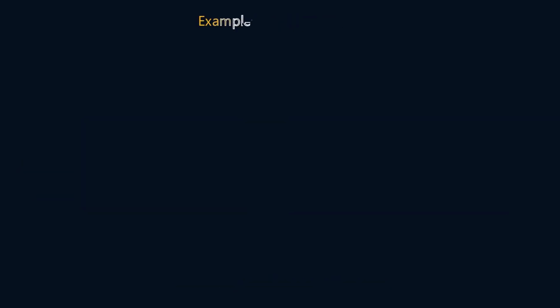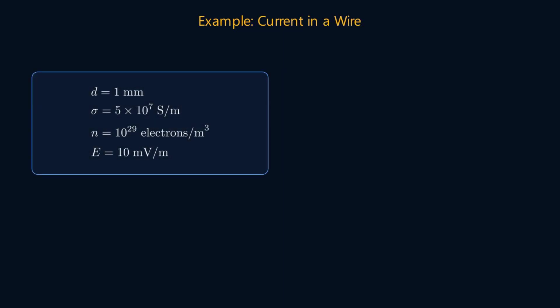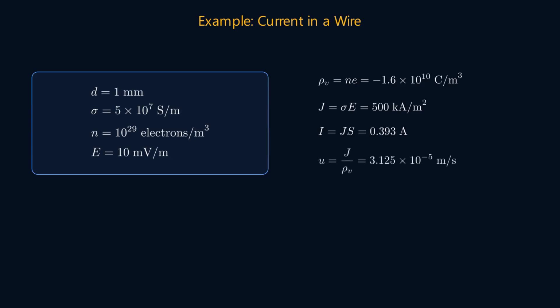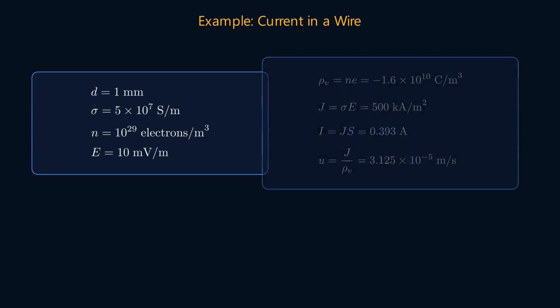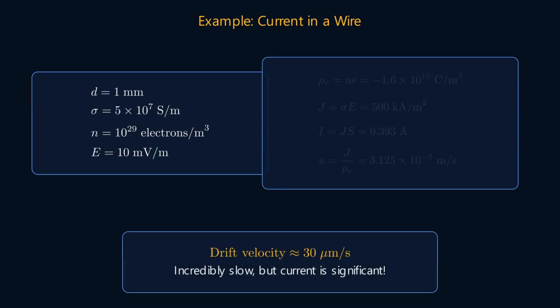Let us work through example 5.3 from Sadiku. A wire of diameter 1 mm has conductivity 5 × 10 to the 7th Siemens per meter and 10 to the 29 free electrons per cubic meter. An electric field of 10 millivolts per meter is applied. Find the charge density, current, and electron drift velocity.